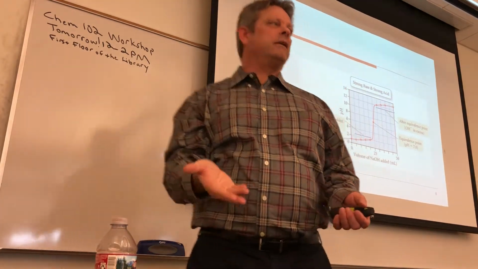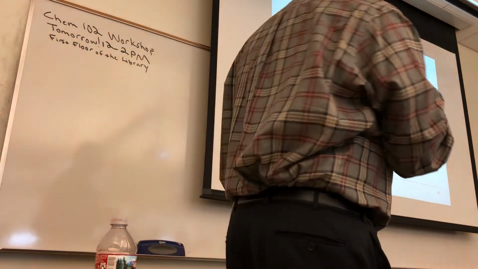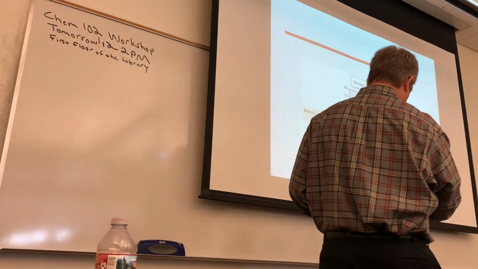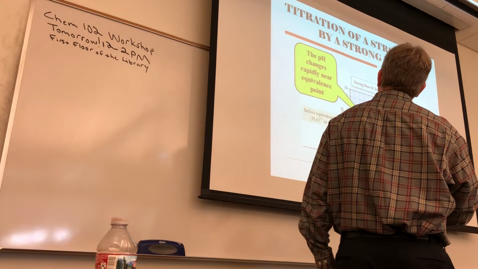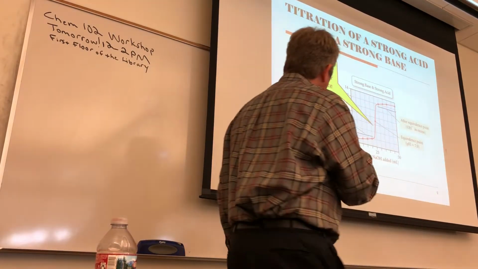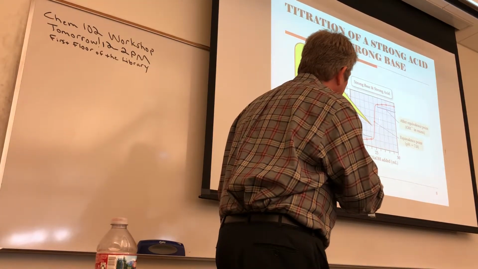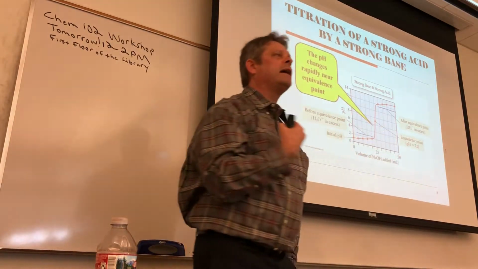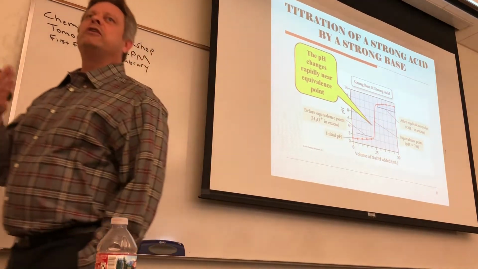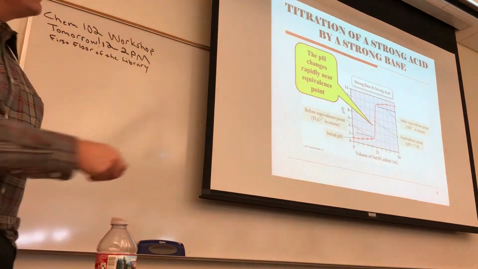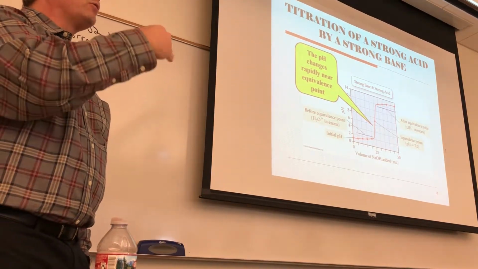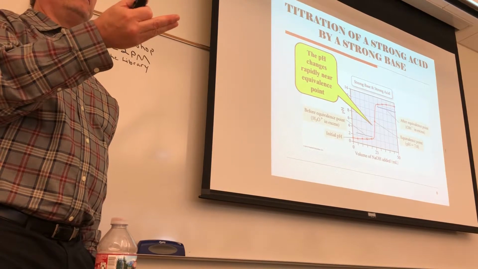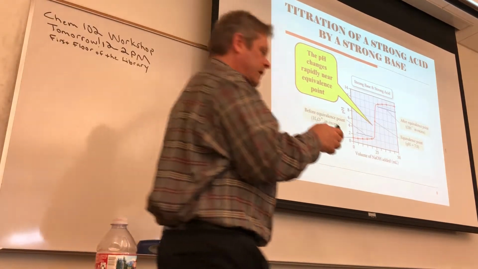That's what the chart looks like for a strong acid, strong base. The pH changes rapidly near the equivalence point, which is also why I can use the indicator, right? I couldn't do that if I had a weak acid and a weak base because it would be very flat. It would be hard to find a spot where I get that quick change. Okay, so that's why we'll talk about it.